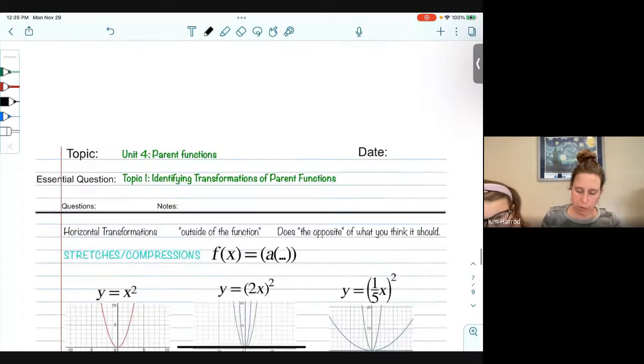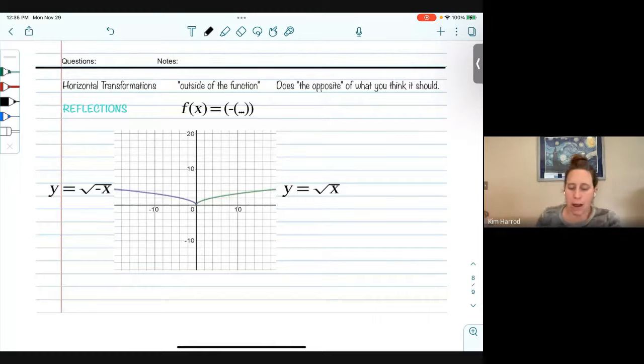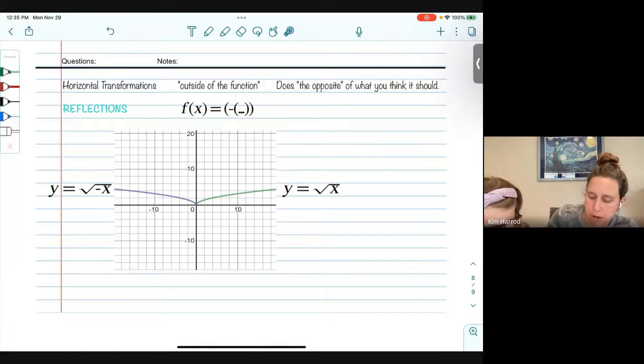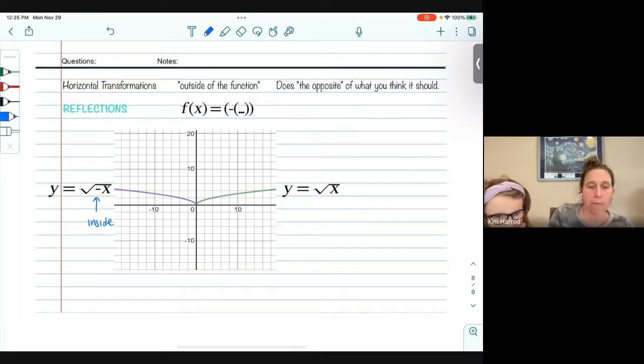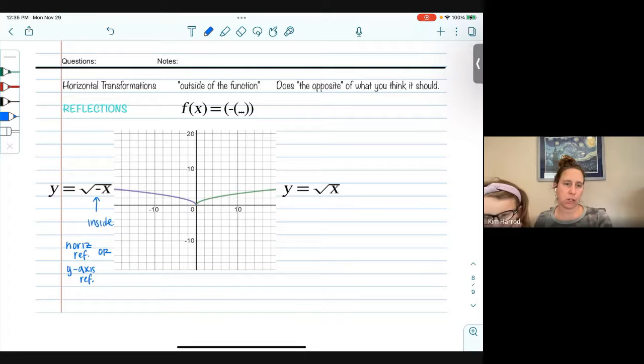All right, now let's do the reflections. Okay, so you can see in my picture, I have the square root function graphed right here. There's the square root of x. And when the negative goes underneath the square root or inside the square root, how that shows up for us is just like the vertical one. We can either call it a horizontal reflection, or we can name this one as a y-axis reflection, whatever one makes more sense to you.